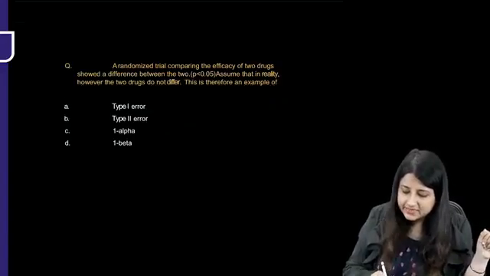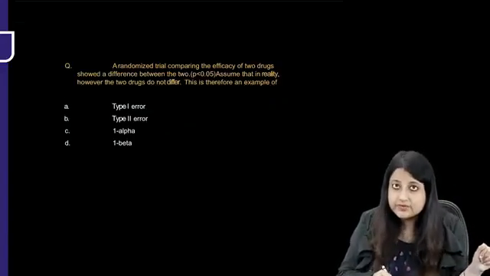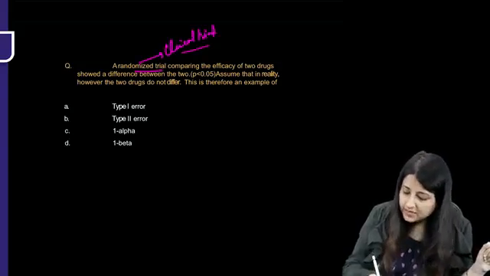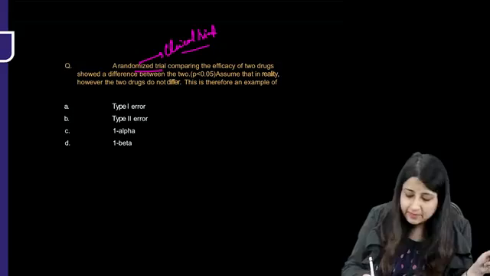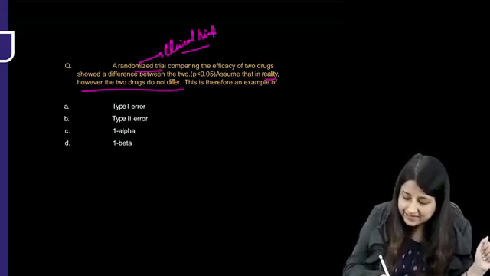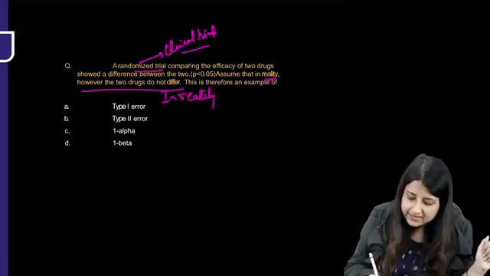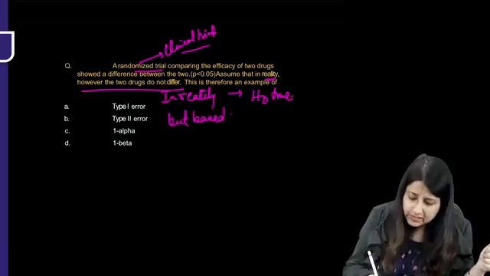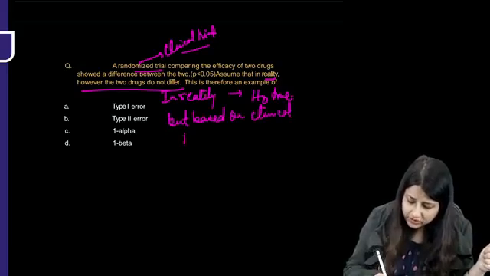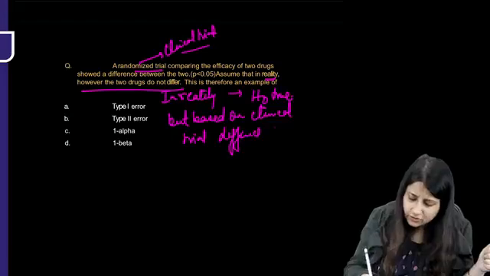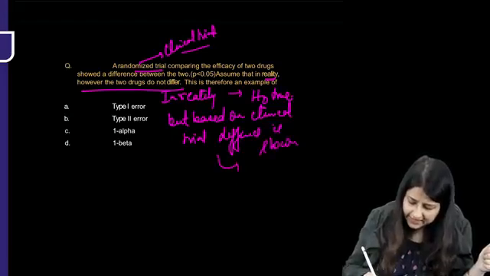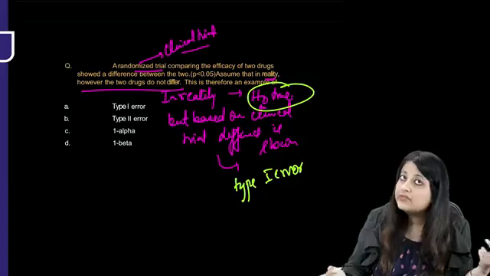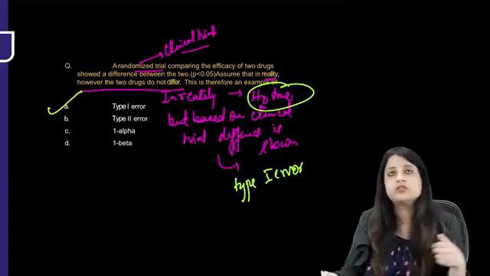Another way it is asked: a randomized trial comparing the efficacy of 2 drugs showed a difference between the two. So, a clinical trial has shown a difference. The p-value has come less than 0.05. But in reality, the 2 drugs do not differ. That means, in reality, H naught is true. But based on the clinical trial, a difference is shown. So what is this? Of course, this becomes a type 1 error. In reality, H naught is true, but based on the clinical trial, a difference is shown, putting people's lives at risk. False positive.